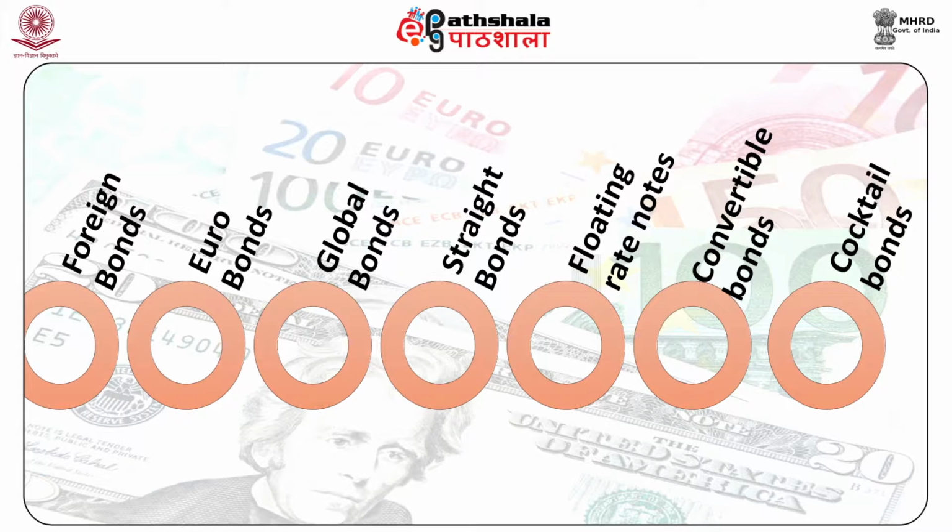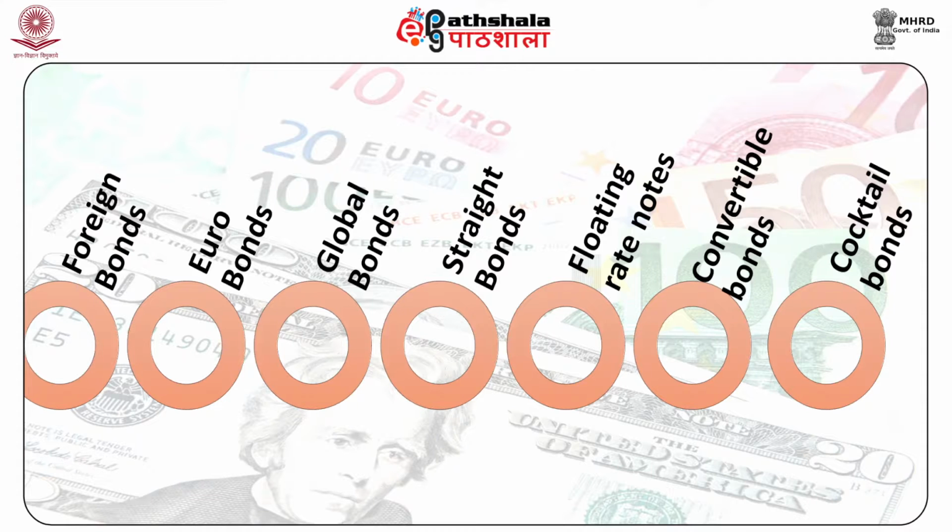State bonds. State bonds are one of the types of traditional bonds. These bonds involve a fixed interest rate, that is the coupon rate. Most of the state bonds are US dollar denominated.